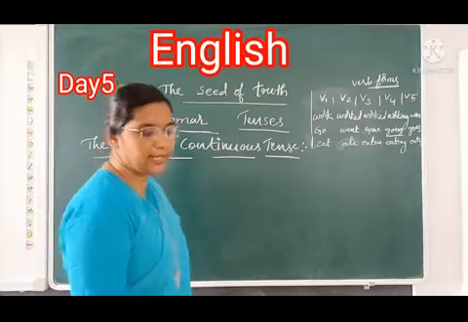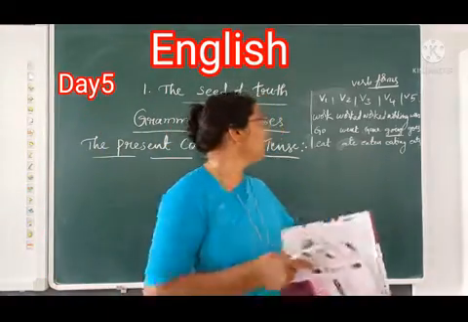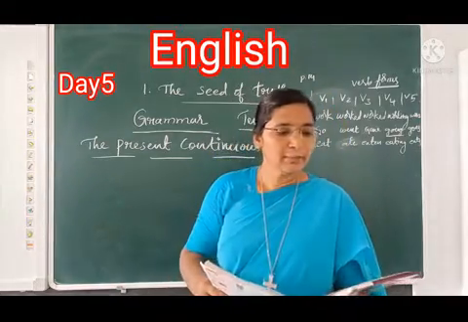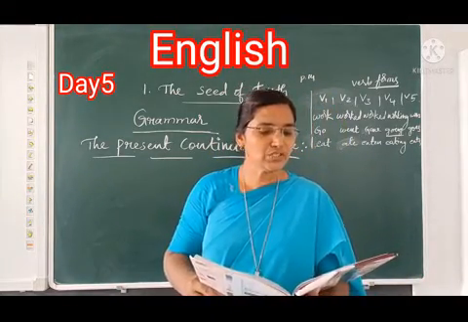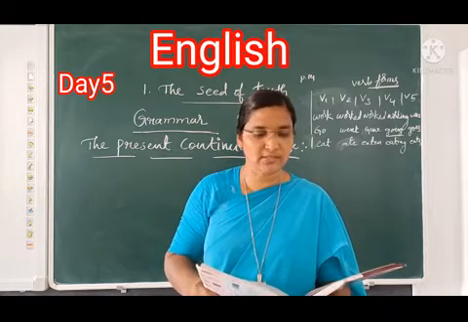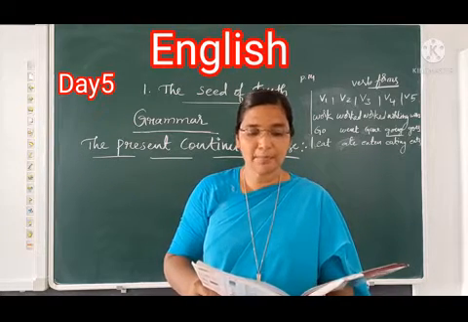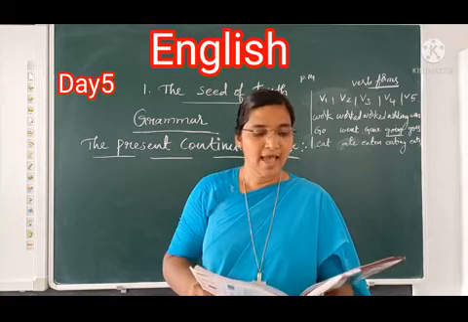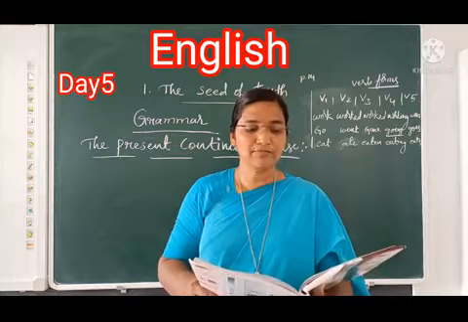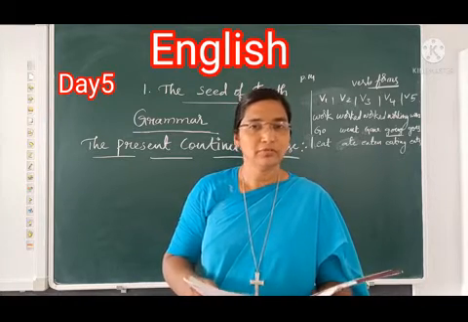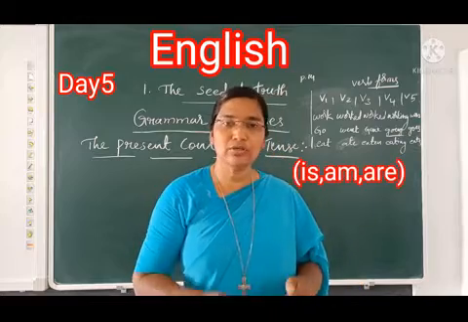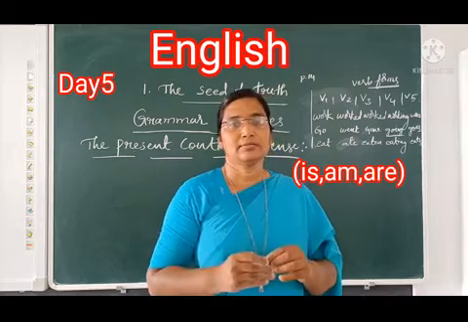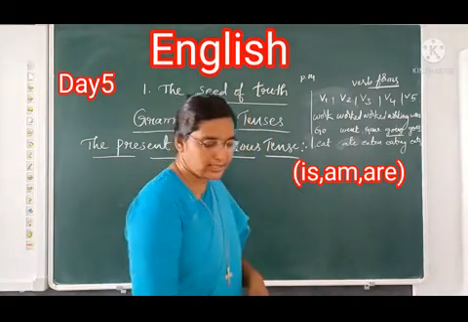Now, let us see. Take the textbook, page number 14. The present continuous tense is used to talk about actions that are going on or taking place at the time of speaking. It is formed by adding am, is, or are to a verb ending in ing form. I am going to explain to you how you have to form the sentences using the verb forms. Now let us see the examples.